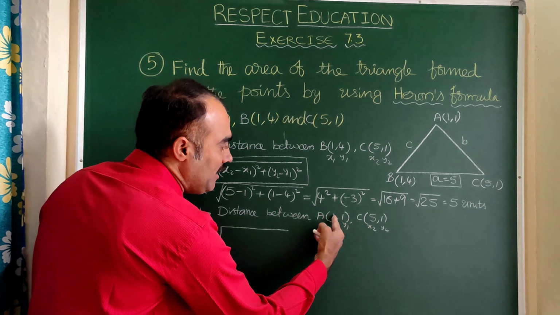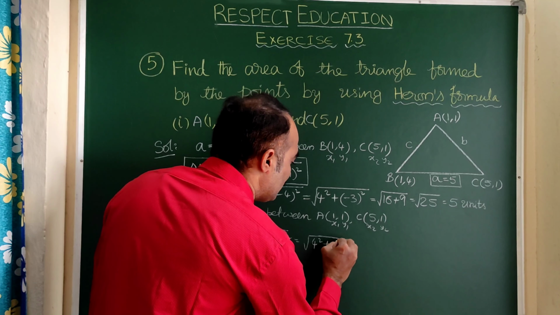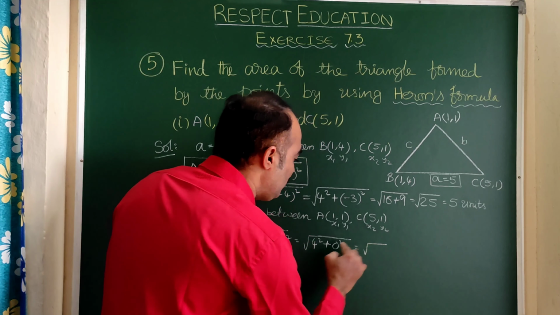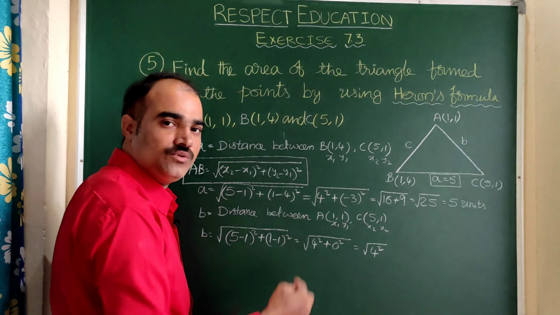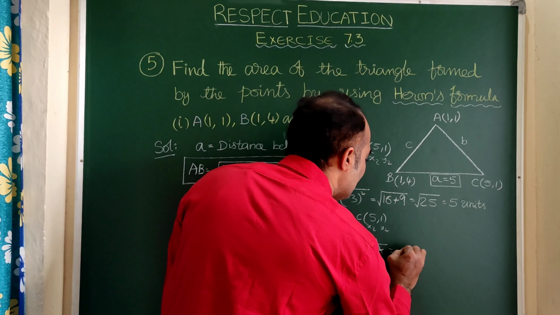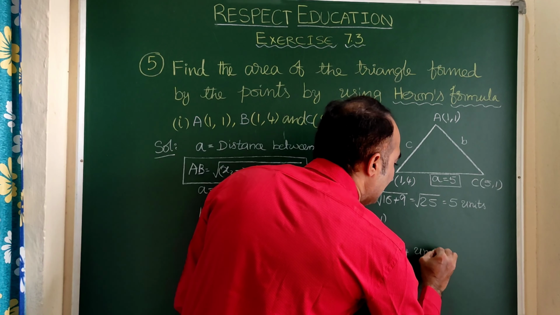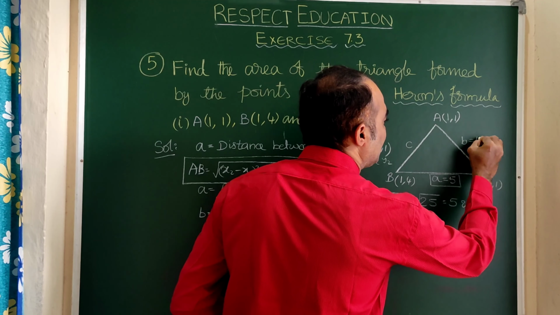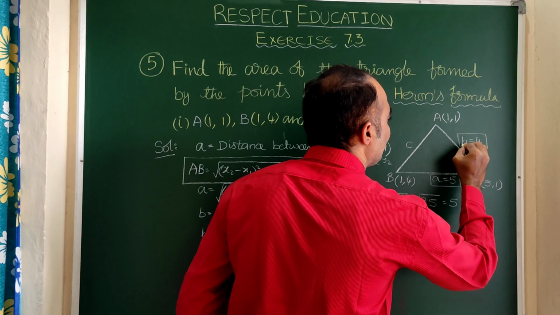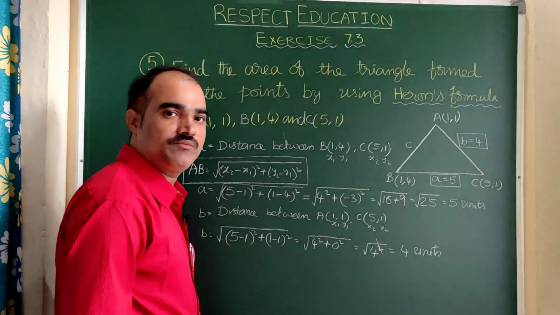On simplification, 5 minus 1 is 4, so it is 4 square plus 1 minus 1 is 0, so it is 0 square. So it is under root 4 square plus 0 square. 0 square is already 0, so only 4 square is left. 4 square plus 0 is 4 square. Square root gets cancelled. So here we got B as 4 units. Let us write here B value, that is 4 units. We got the value of B also.